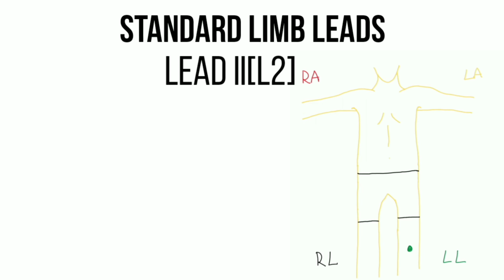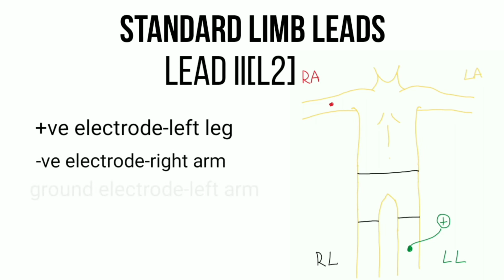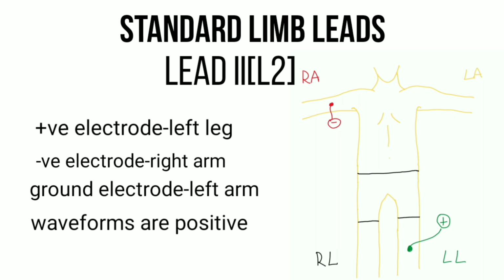Now, lead 2. This lead is formed from electrodes placed on the left leg, right arm and the left arm. The left arm acts as a grounding electrode in this particular lead. The waveforms which are formed in this lead are positive.